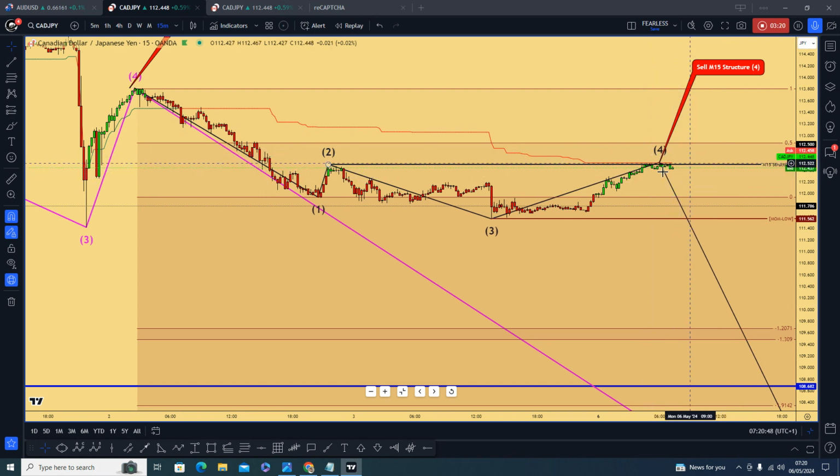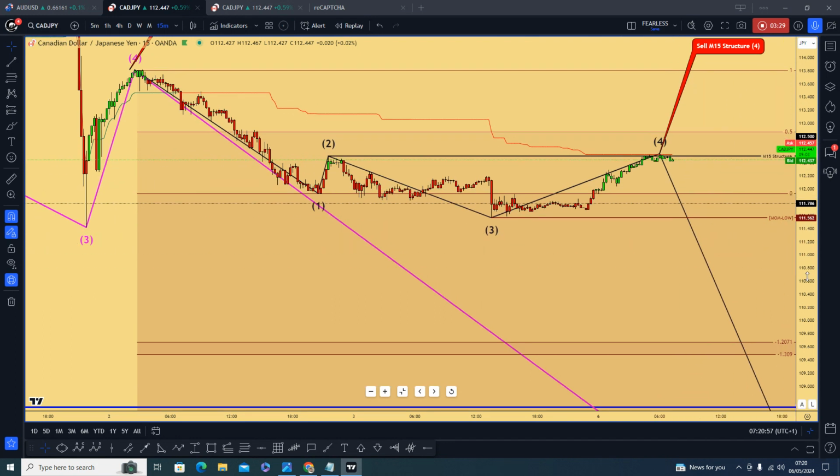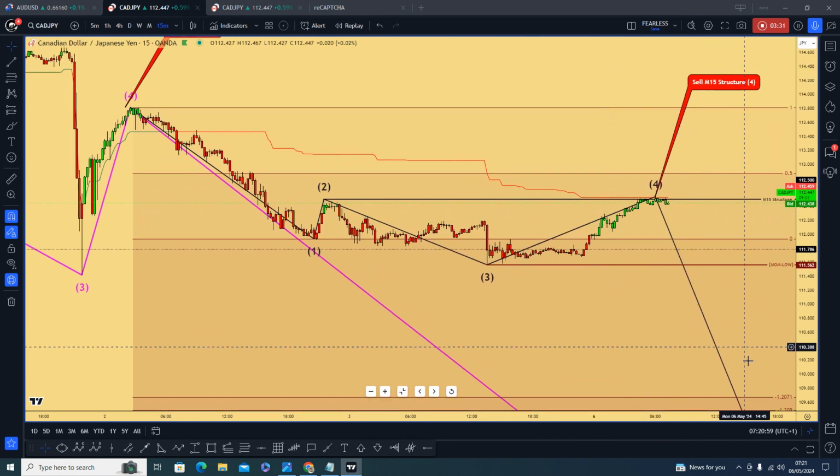But as it is right now, I've monitored this. We were buying this on Friday. I closed the trade this morning and we reversed the position. Our expectation is for lower prices in the Canadian dollar Japanese yen. Okay, that's the CAD yen.